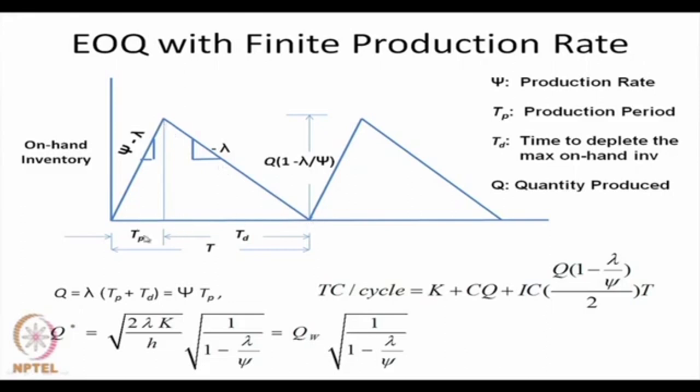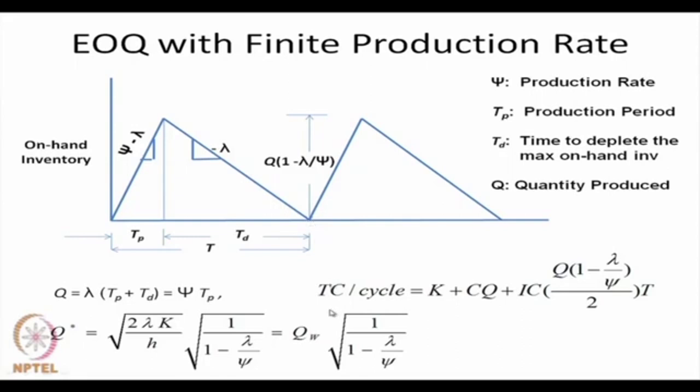So, we see that psi minus lambda multiplied by TP is equal to TD multiplied by lambda. So, if Q is the amount that was ordered, then the maximum inventory that we shall hold is Q multiplied by 1 minus lambda divided by psi. So, this is the maximum amount of inventory.